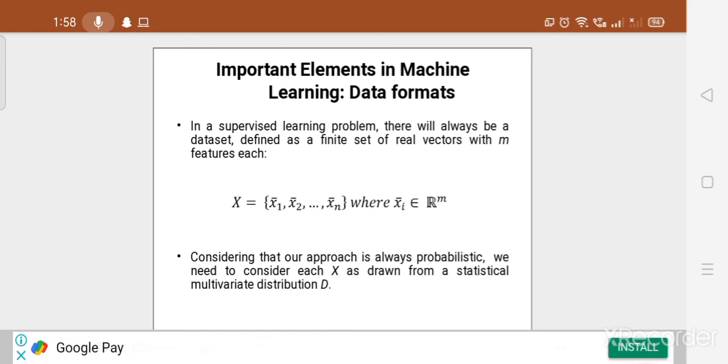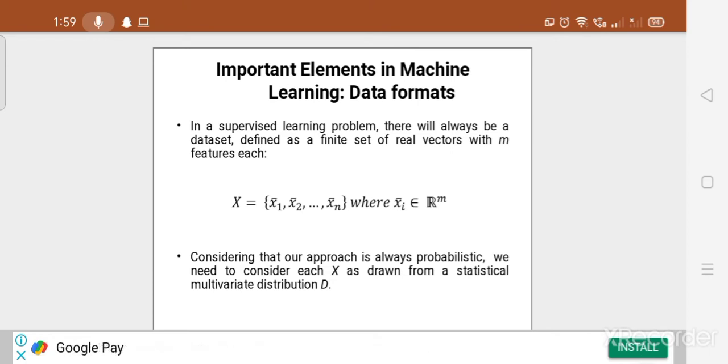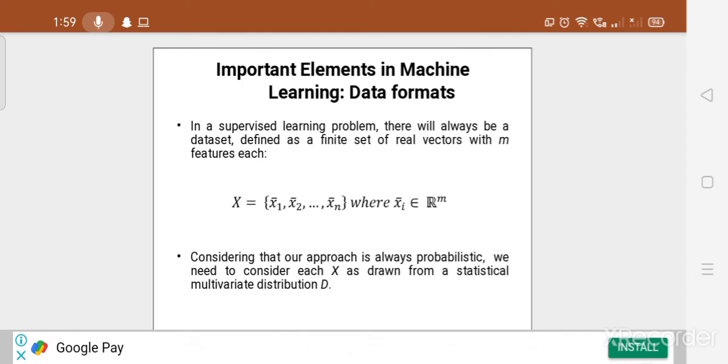It means in supervised learning the data set contains the data, but it's a real vector with m features each. Whatever data is present in the data set in supervised learning is vector data, and each data point has m features associated with it. Clear? For example, X is the data set and there are many data points from x1 to xn, and these are nothing but real vectors, and each data point consists of its own features. That's why xi belongs to R raised to the power m.